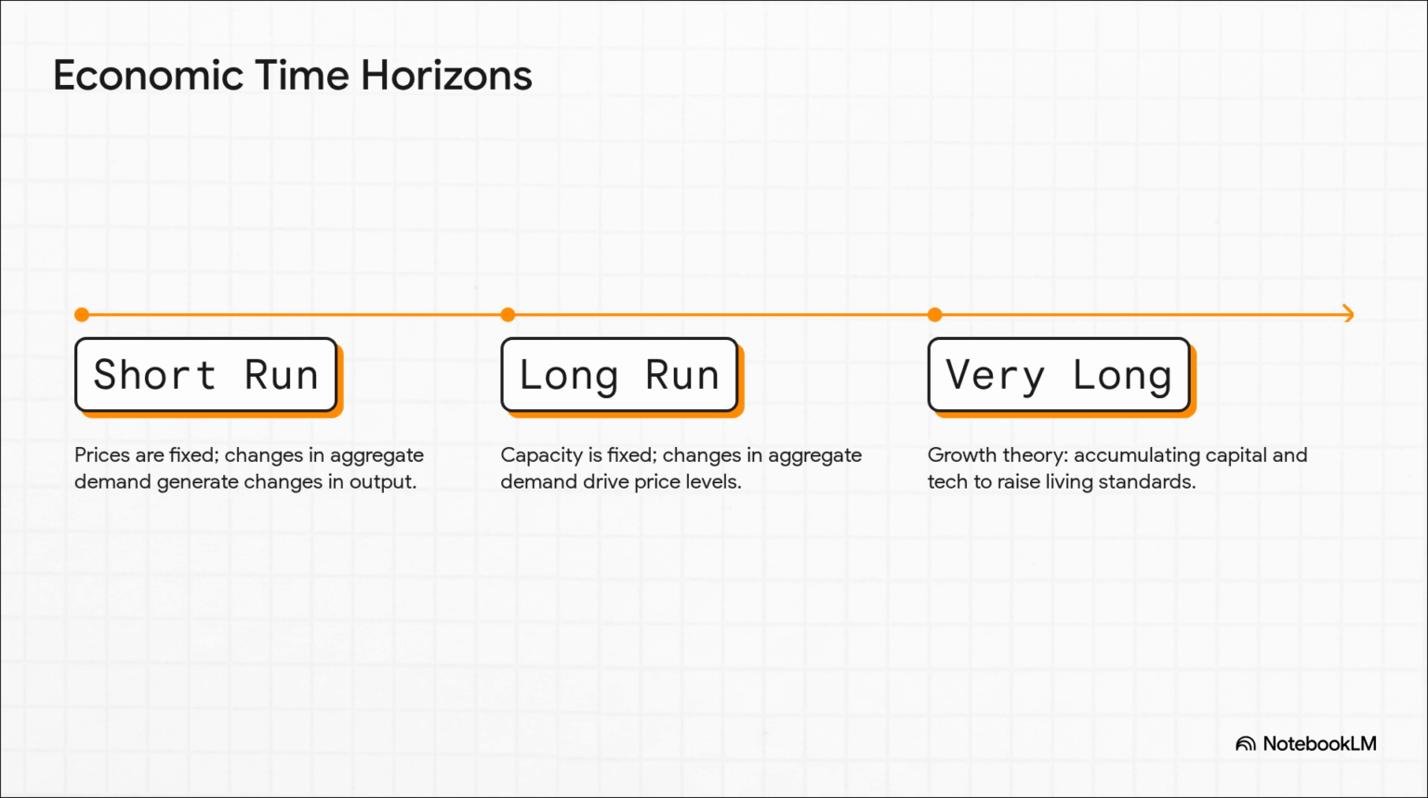Moving to the long run, our productive capacity is mostly fixed by the technology and factories we currently have. So in this time frame, large-scale shifts in demand mostly just drive prices up or down, rather than really changing output. And finally, over the very long run, spanning decades, it's all about growth theory. It's that slow accumulation of new capital and inventing new technology that fundamentally raises our standard of living.